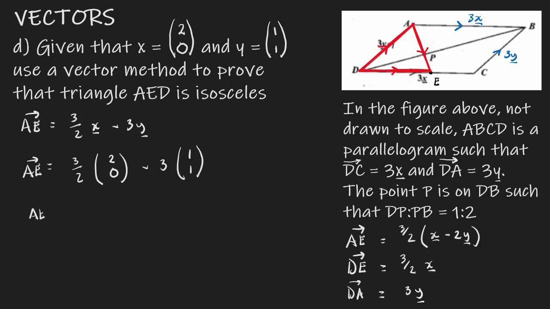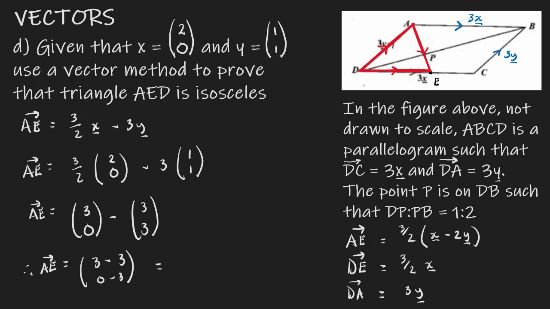AE is equal to, 3 on 2 is multiplied by every element in the column matrix. So 3 on 2 times 2, that is equal to 3. 3 on 2 times 0, that is equal to 0. Minus 3 times 1, that is equal to 3. 3 times 1, that is equal to 3. Therefore, AE is equal to, we'll be subtracting our 2 by 1 column matrix, 3 minus 3, 0 minus 3, which is equal to (0, negative 3).